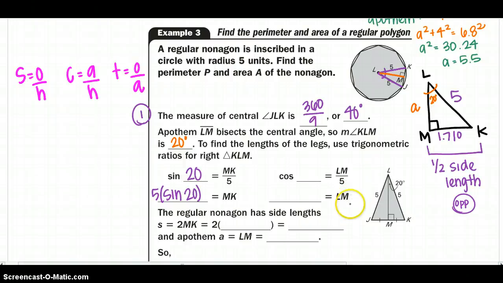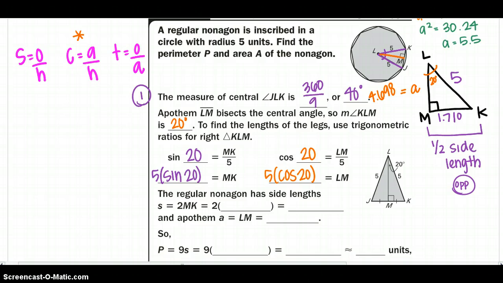Now we need to find our apothem. And our apothem is our adjacent, so we're going to use our cosine. So the cosine of 20 equals LM over 5. So we can say 5 times the cosine of 20. So our apothem would approximately be 4.698. Alright, so those are just 2 easy steps where you can go ahead and solve for the side and the apothem, because in our equation, remember, you need 1/2 the apothem times the perimeter. So we're on our way to doing that.